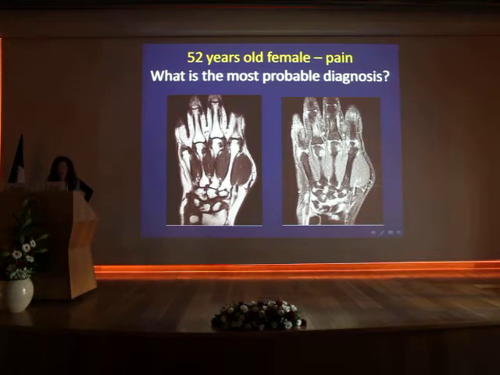So this is T2, this is T1. We see cortical discontinuity along the bone. You see these erosions all over here. We see a lot of synovitis. And we see bone marrow edema where the erosions are, and in some places where there aren't any erosions. Okay? And we also see tenosynovitis of the extensor carpi radialis.